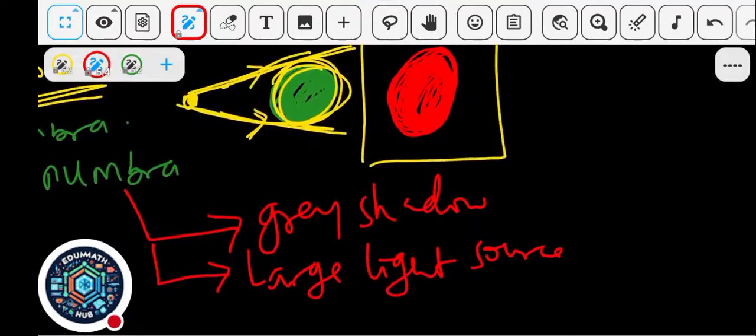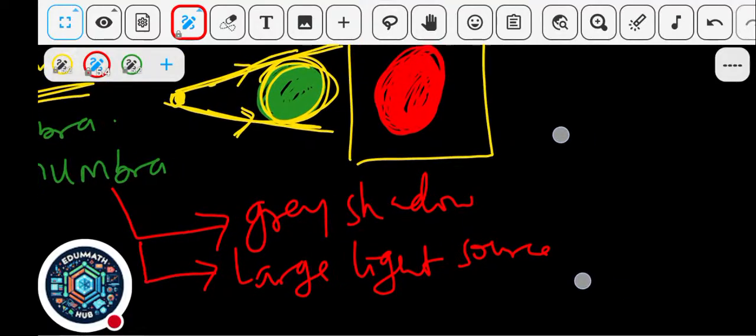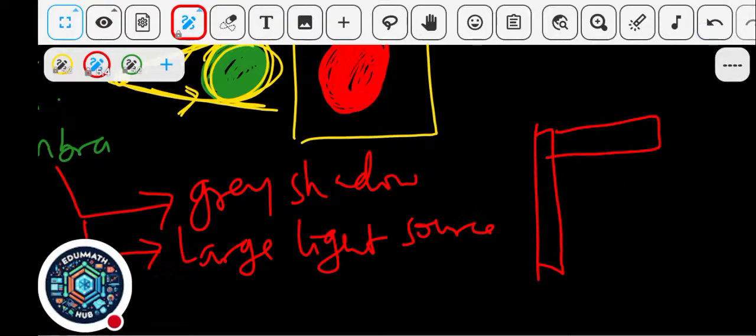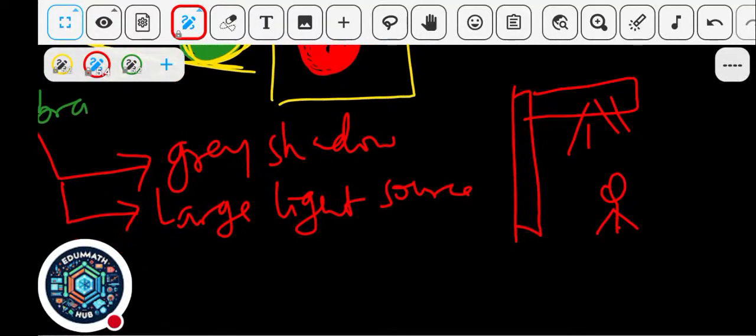So if you want to experience this, just stand in front of a light source. Maybe you are standing here, for example, and there's a big light source, maybe like a street light, shining downwards, and you are standing here. You notice that a part of your body, your shadow around you, will be very, very black, while at another part, just around that same dark shadow, it will be very, very light.